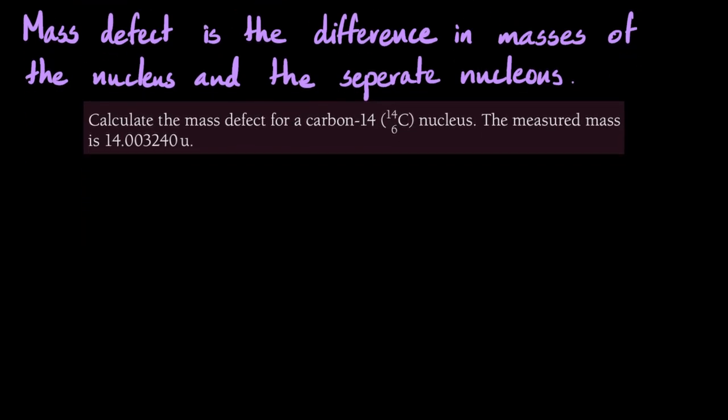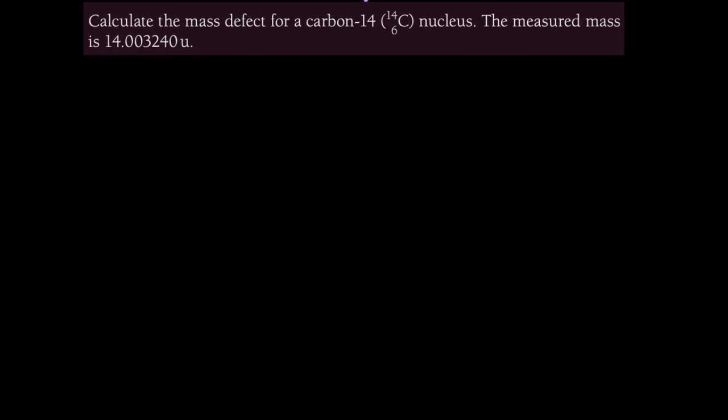So this question says calculate the mass defect for a carbon-14 nucleus and the measured mass, so this is of the actual nucleus, is this much. So if you're talking about the nucleus, we must be also talking about the nucleons. So here you have 6 protons and 8 neutrons. So 14 minus 6, this is the total number of nucleons. 14 minus 6 gives you 8 neutrons basically.